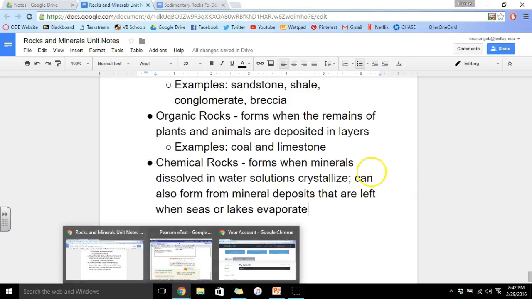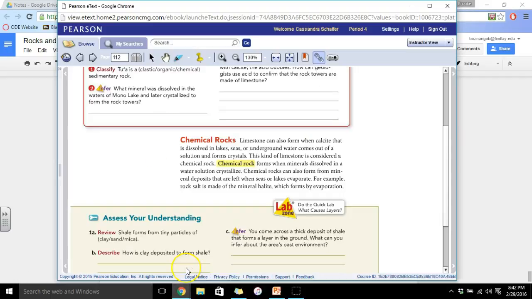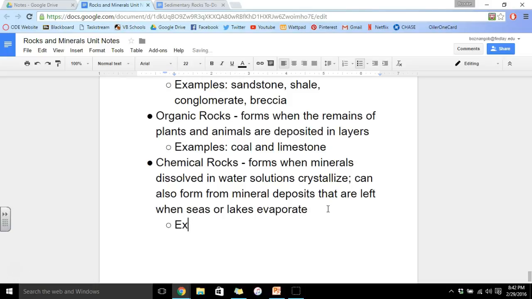Just additional information. For example, rock salt is made from the mineral halite, which forms by evaporation. So, examples: some forms of limestone, rock salt. And you'll remember, you guys have seen the rock salt, the mineral salt. You saw that in that Bill Nye video. What he had the water running over is mineral salt or rock salt.